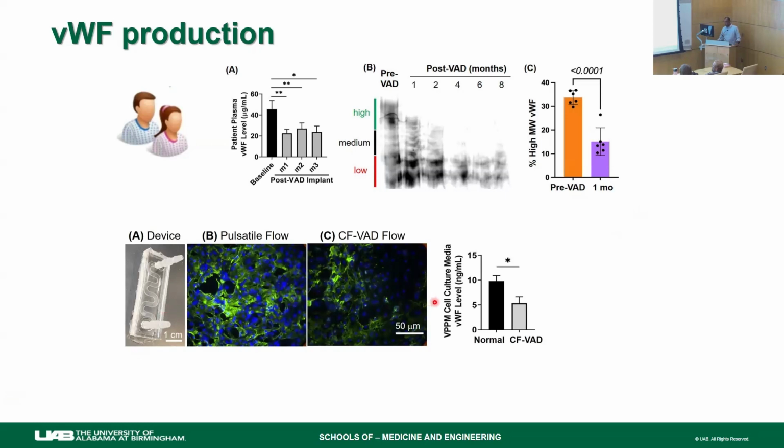So we took our flow device, this is a smaller version of it. We subjected cells to pulsatile flow and continuous flow. This is just staining for von Willebrand factor. You can see that, based on the intensity, there are lower levels of von Willebrand factor production. And if you measure the von Willebrand factor in the circulation, in the media, it's also lower.